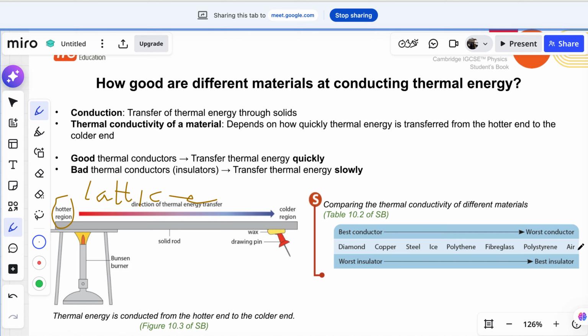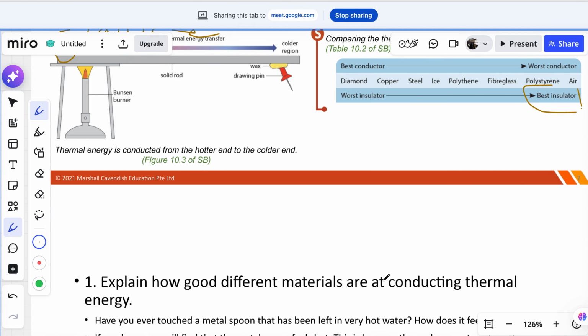Now, if you have diamond, copper, steel, ice, polythene, fiberglass, polyester, the conductor is highest on this side and the worst insulator is on the other. The insulator is highest on this side when you have air, polystyrene, fiberglass. The insulator is highest here and worst here. Okay, so that's for this one.